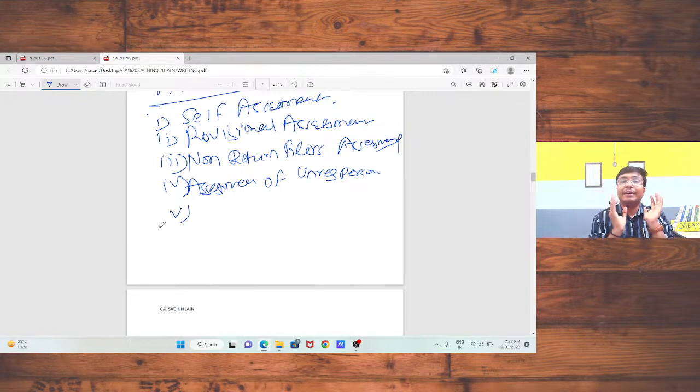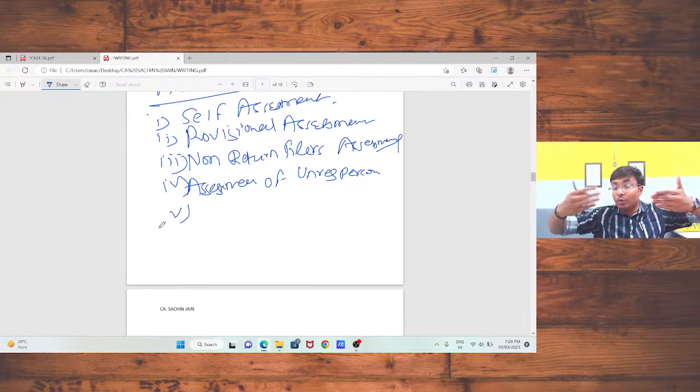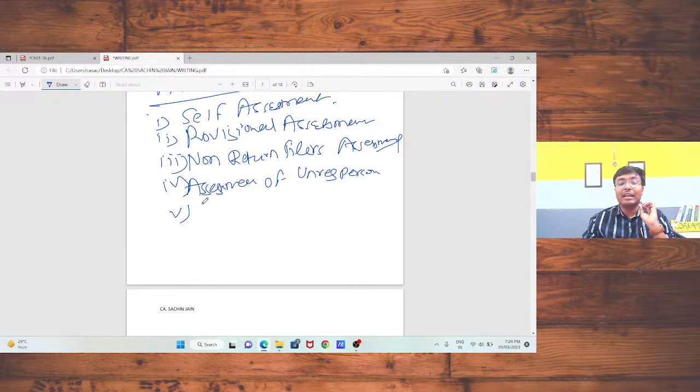These are the category specific assessments. When you self assess, that assessment is called self assessment. The other assessments are provisional assessment, non-return filers assessment, and assessment of unregistered person. Now, if the departmental authority is of the view that there is evasion of tax, or we have to assess the liability of Mr. X, because if we do not do that assessment there is a loss of revenue to the government, then if the department assesses in certain situations, that assessment is called assessment in certain special situations.